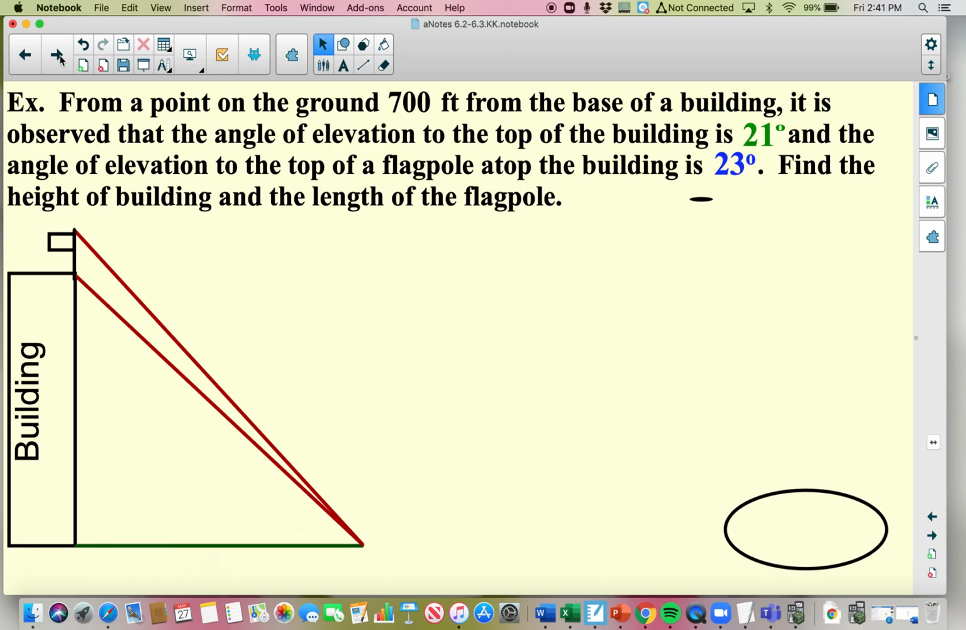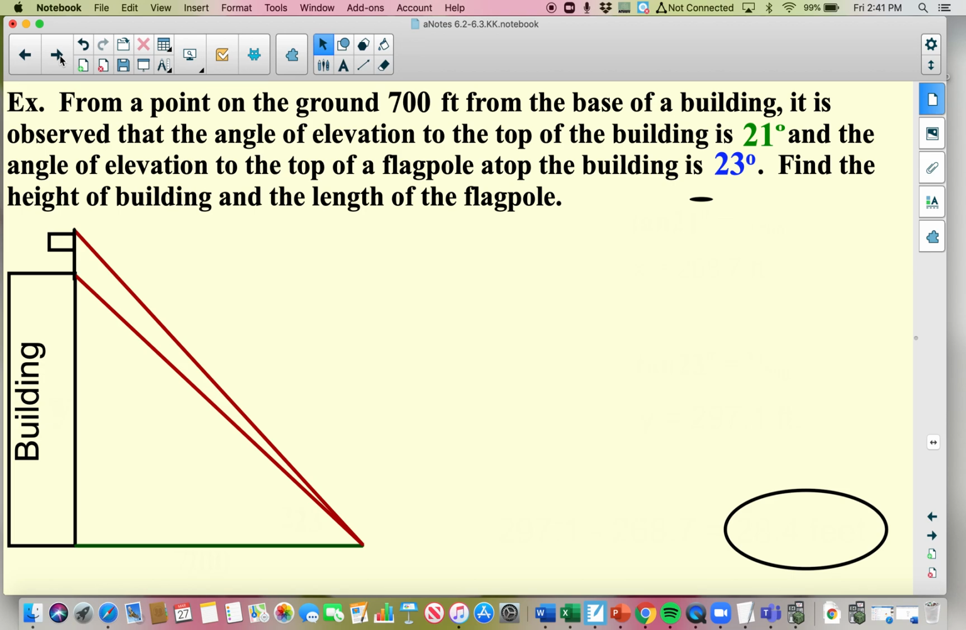So for example, I'll give you a second to read this. From a point on the ground 700 feet from the base of a building, it is observed that the angle of elevation to the top of the building is 21 degrees. And the angle of elevation to the top of the flagpole that's on top of the building is 23 degrees. Find the height of the building and the length of the flagpole.